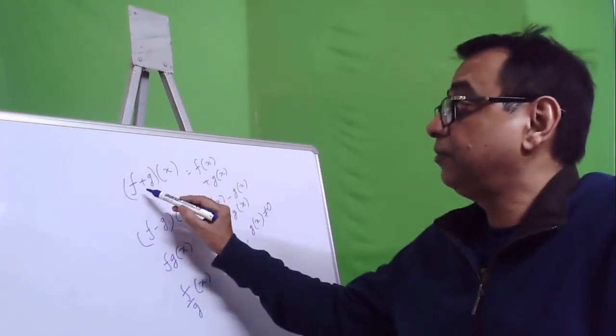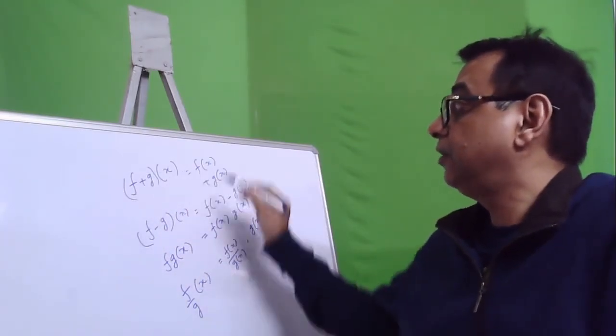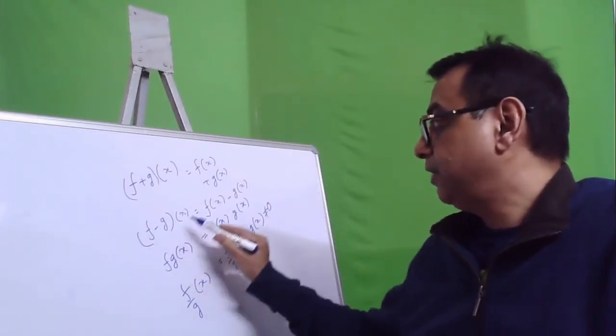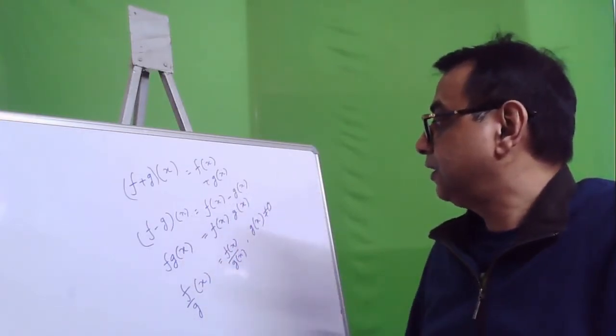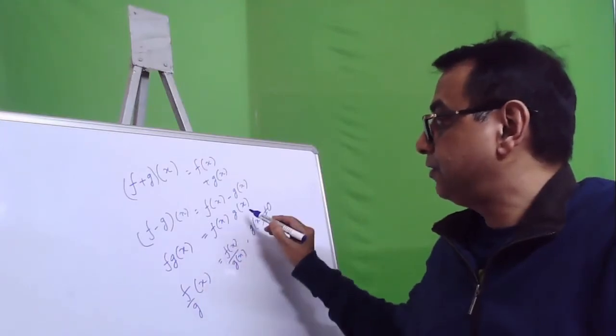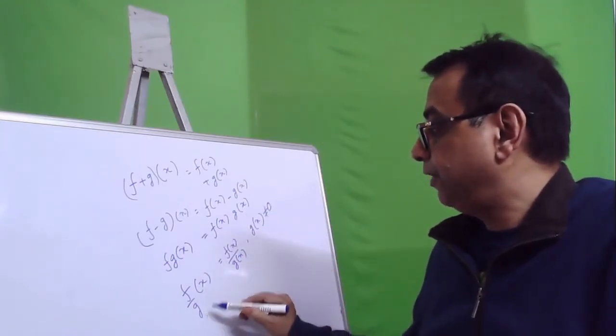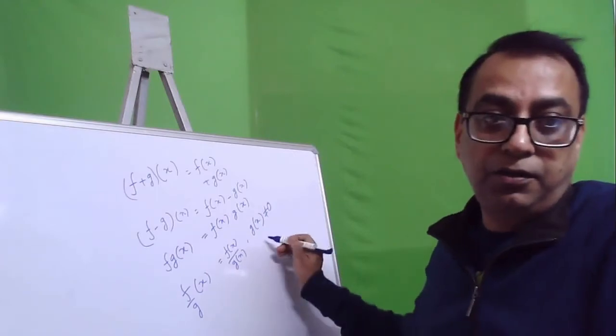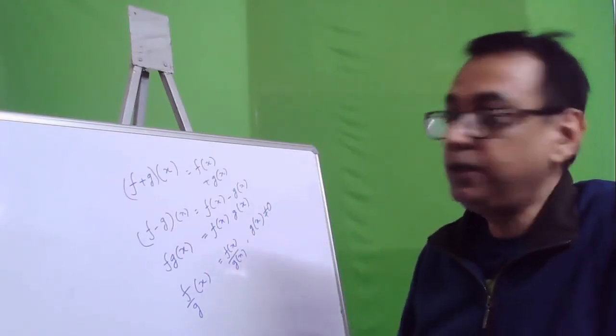So in that case, we will say (f plus g)(x) is equal to f(x) plus g(x), (f minus g)(x) is equal to f(x) minus g(x), (fg)(x) is f(x) into g(x), and (f by g)(x) is f(x) by g(x). Here the only condition is that g(x) should not be 0.